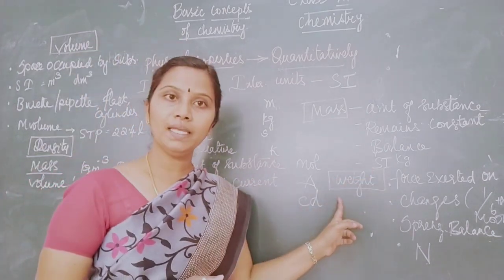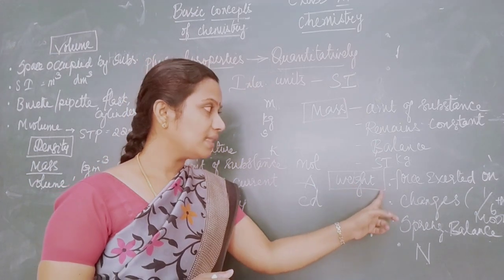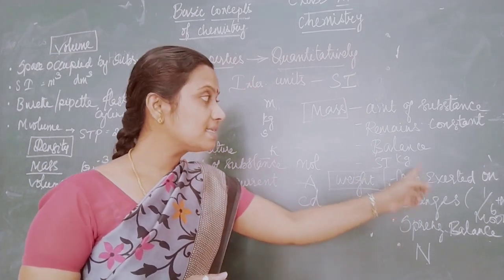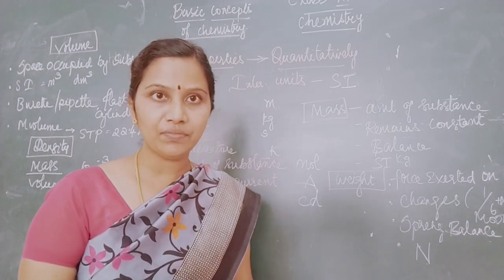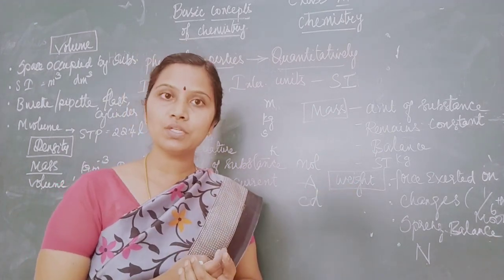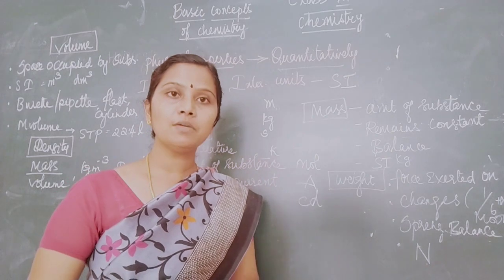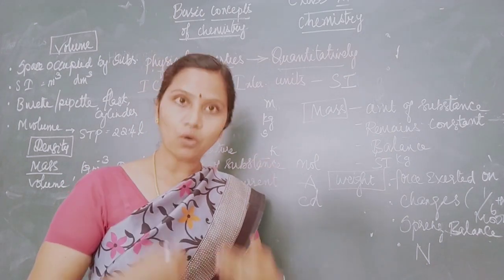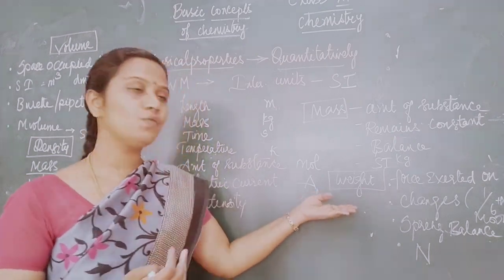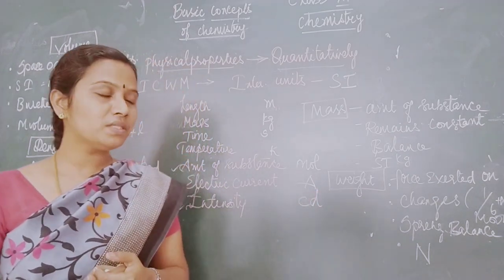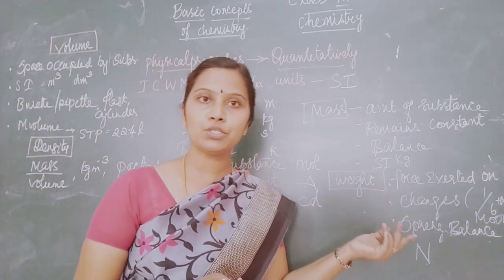Second physical property is weight. Weight is nothing but the force exerted on an object by the gravitational force. By gravity is called weight. What is weight, children? The force exerted on an object by gravity is called weight. Weight will not be constant. It will change from one place to another.